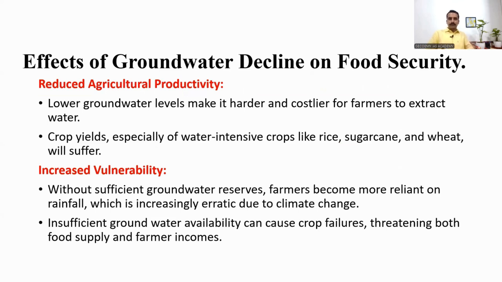This is the core area of the question part. Reduced agricultural productivity: lower groundwater levels make it harder and costlier for farmers to extract water. And then crop yields, especially of water-intensive crops like sugarcane and wheat, will suffer. Without sufficient groundwater reserves, farmers become more reliant on rainfall, which is increasingly erratic due to climate change. And particularly in the winter season, they will not get rainfall either. So insufficient groundwater availability due to overexploitation and the other reasons we gave in the introduction can cause crop failures, threatening both food supply and farmers' income.